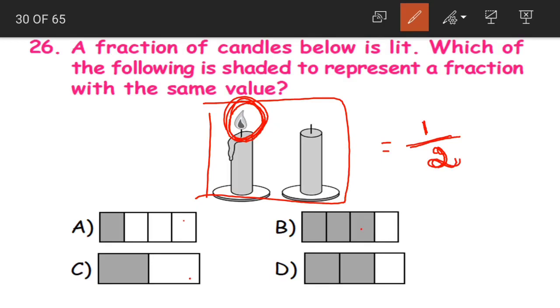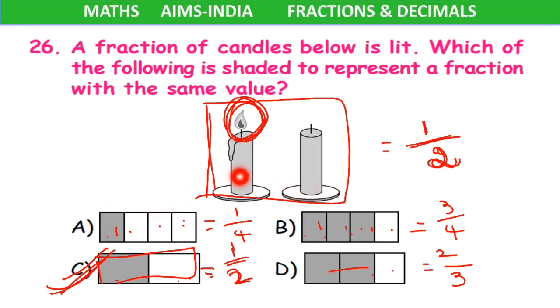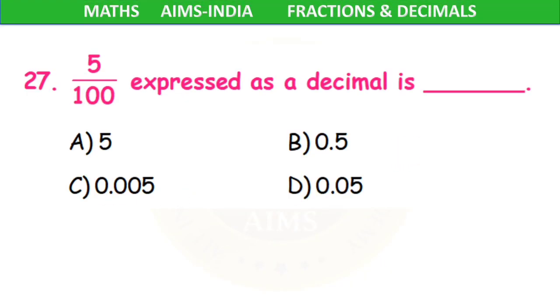Now let us check out the given options. Option A represents 1 shaded part out of 4. So 1/4. Option B represents 3 shaded parts out of 4. So 3/4. Option C represents 1/2. Option D represents 2 out of 3. Now which is the same as the given figure? Option C. Yes, option C also represents 1/2 fraction. So that is why option C becomes our correct answer.